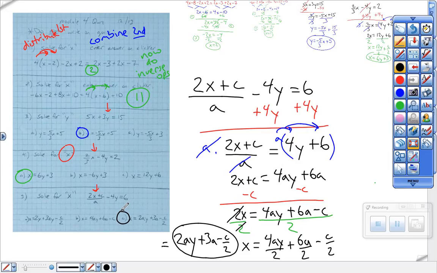So in that last one, again, I'm solving for the variable x. I got rid of all the x or y terms around it, which was that minus 4y, added it to both sides. And then I multiplied both sides by a, distributing a on the right, took away c. And then when I divide everything by 2, I did the triple split.